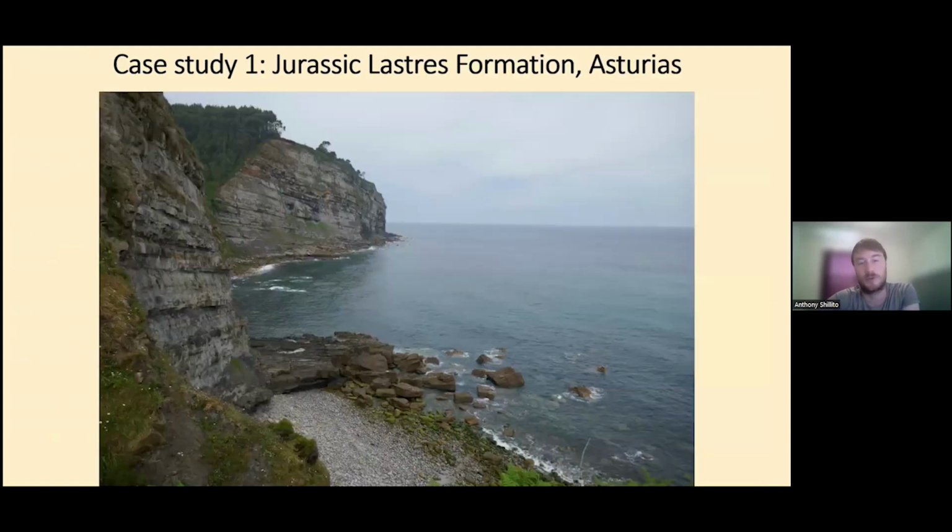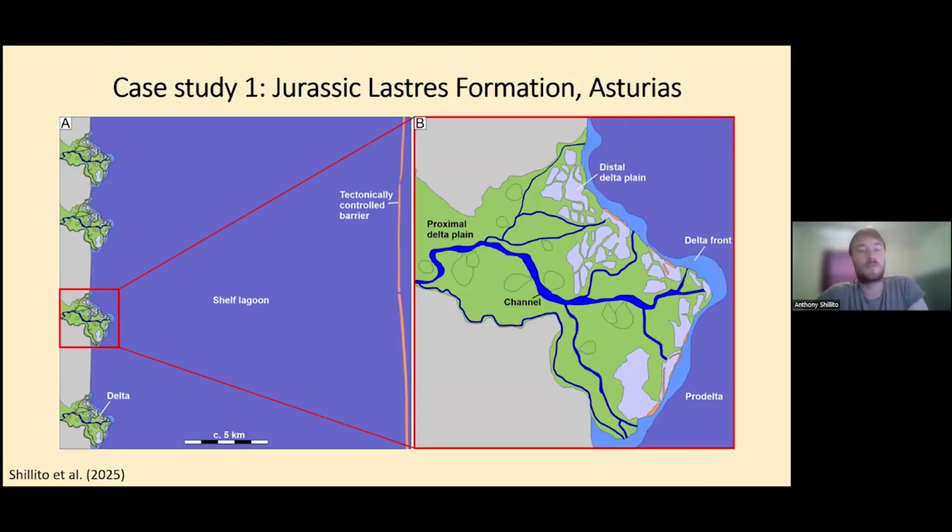So the first case study I want to use here for different durations of stasis and what it can tell us is the Jurassic Lastres formation from Asturias in Spain. And you can see this as some nice cliffs where we've got deltaic deposits. To give you an idea of the depositional settings that we see, we were broadly deposited as a delta. So we have the proximal delta plain deposits where we're seeing floodplain, crevasse splay, proximal distributary channel. Then we get into the distal delta plain, we get some interdistributary bays, we get some more closed ponds, we get marshy and more channel, and we have our delta front and our prodelta.